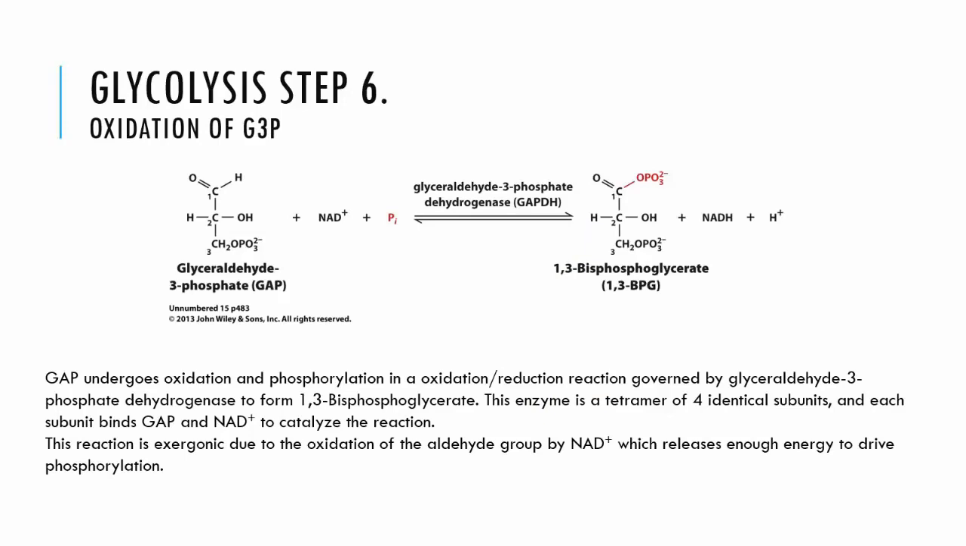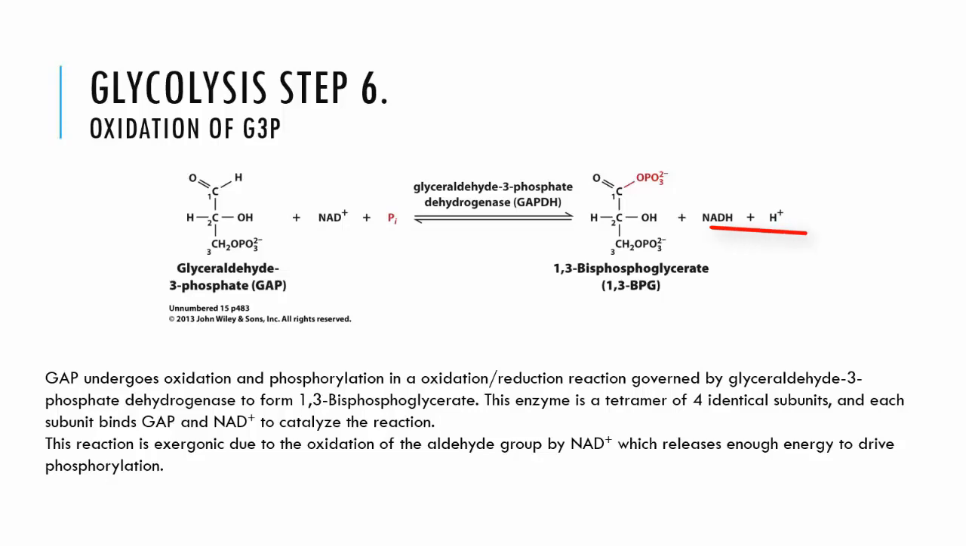Step 6 of glycolysis starts stage 2 of glycolysis by phosphorylating GAP to make 1,3-bisphosphoglycerate, using the dehydrogenase reaction governed by the enzyme glyceraldehyde 3-phosphate dehydrogenase. Because this is an oxidation reduction reaction coupled with phosphorylation, NAD+ and inorganic phosphate are used in the reaction, and NADH and a proton are byproducts of the reaction.